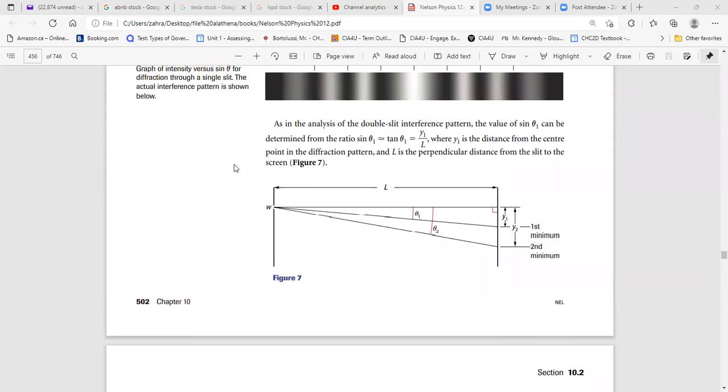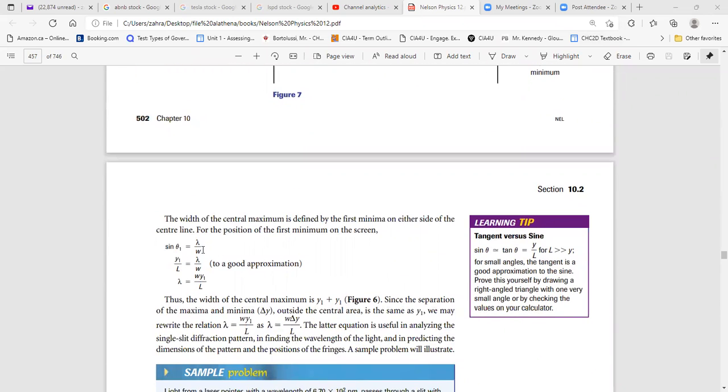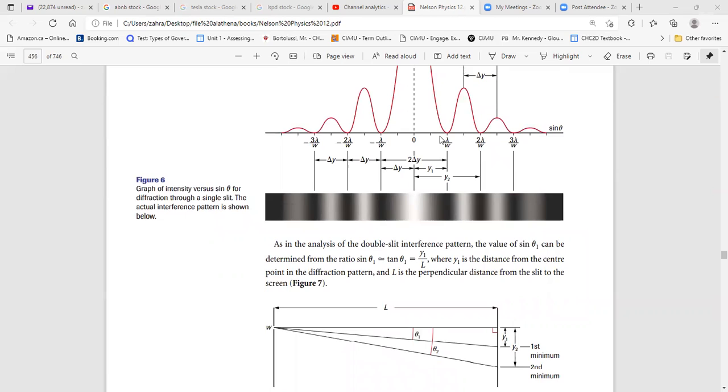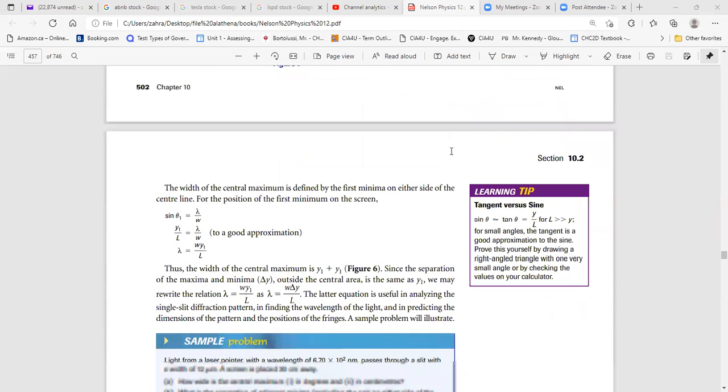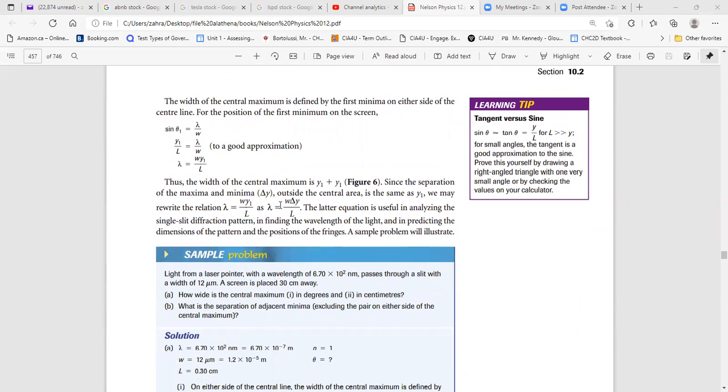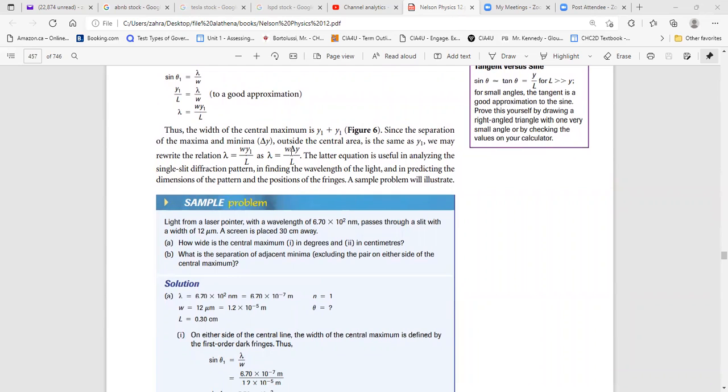And sine theta from geometry, we proved is Y over L. So we rearrange it for lambda: lambda equals W y1 over L. Also, since the distance from here to here is equal to the distance from here to here, basically the distance between two maxima, or the distance between two minima, will be delta y equals lambda L over W. I can rearrange it for the delta y here as well.